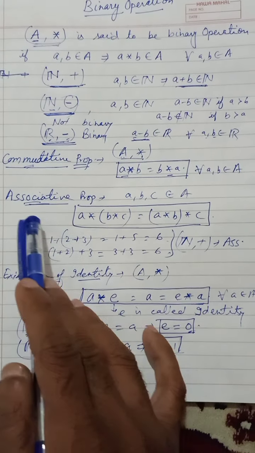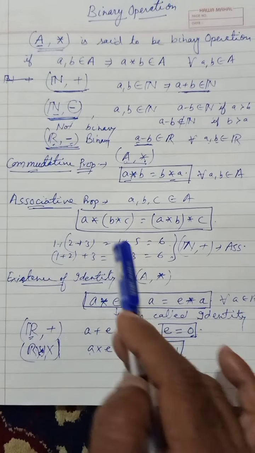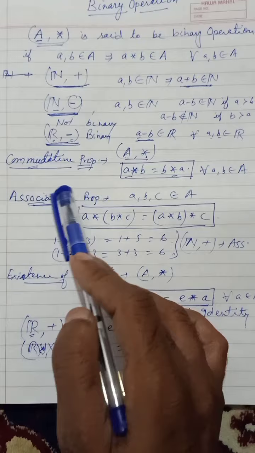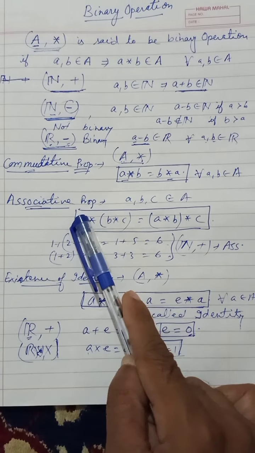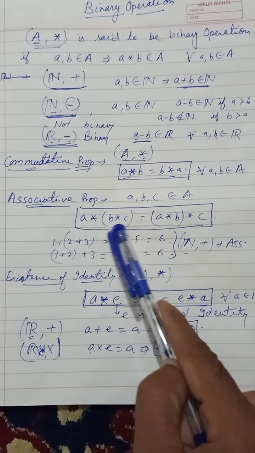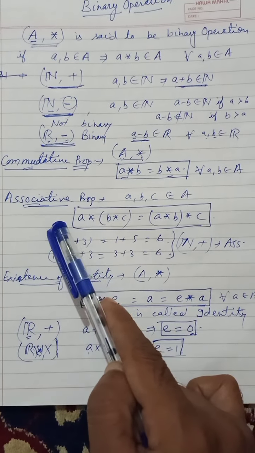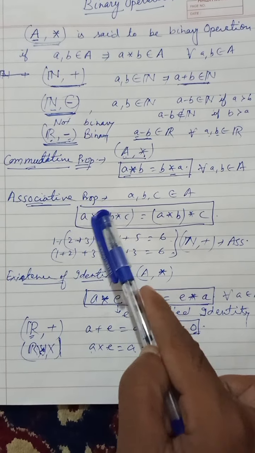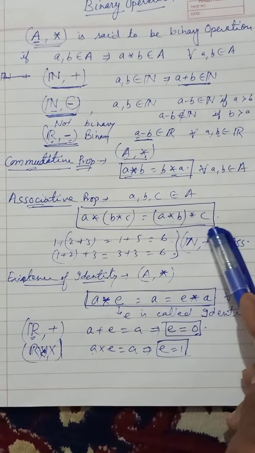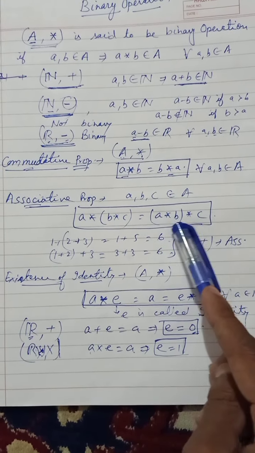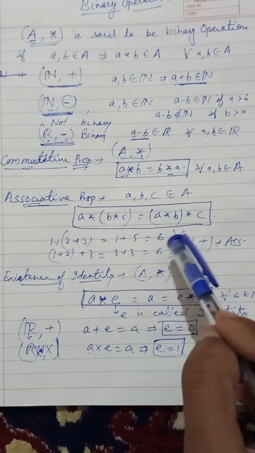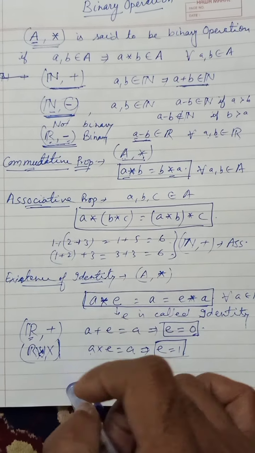The next property is the associative property. We have to check whether the associative property is satisfied. So what is the associative property? a star (b star c). That means first we have to operate b star c, and the product we get, we operate on a. This element must be equal to, first we operate a operation b, then operate on c. If these two elements are equal, then we say that this operation star satisfies the associative property.